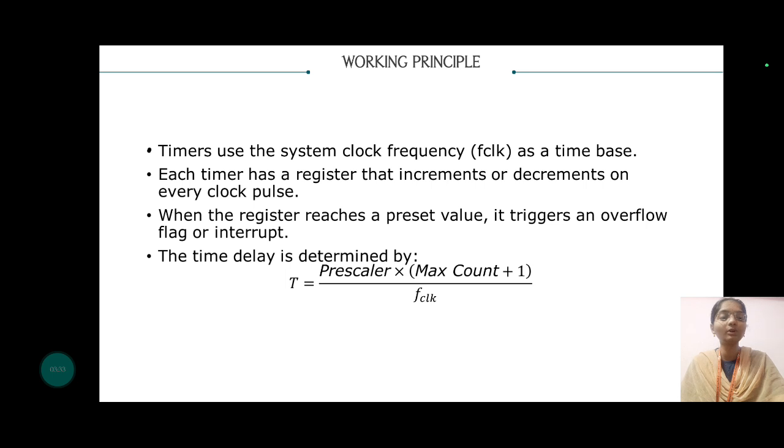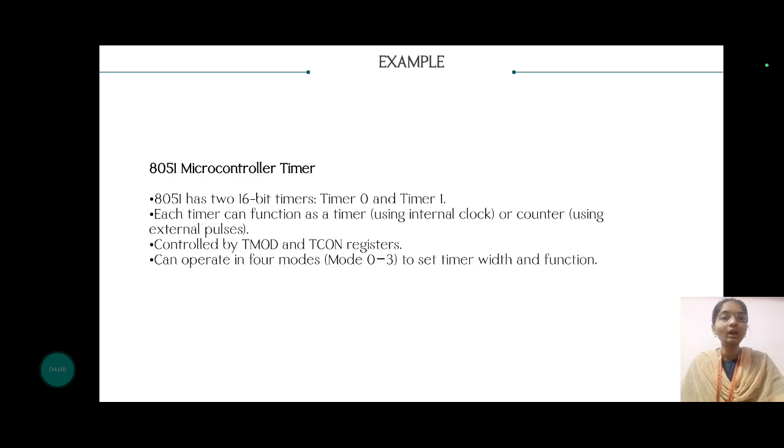Let us know the working principle of the basic timer. The working principle of the timer is simple. It counts clock pulses based on a predefined value. Once it reaches that value, it can trigger an interrupt or set a flag. By configuring the registers and control bits, we can define how long the delay should last or how often an event should repeat. The time delay is determined by T = prescaler × (max count + 1) / F_clock.